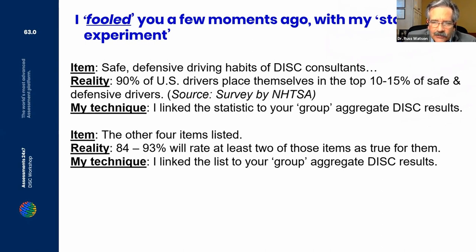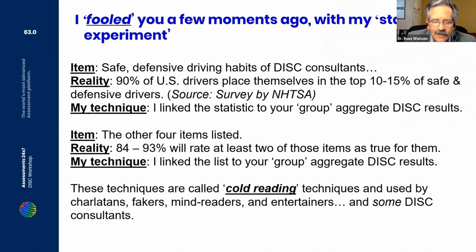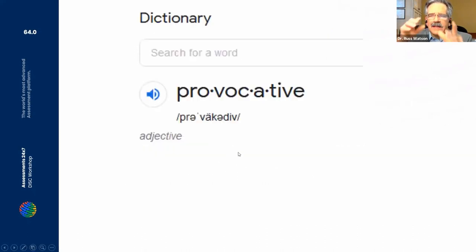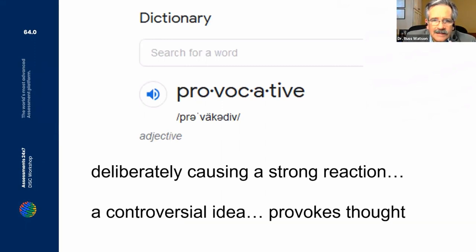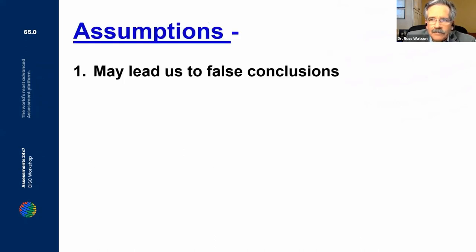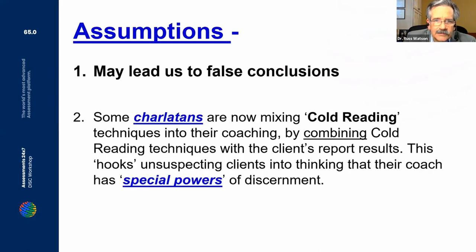I linked that list to the fictitious group aggregate scores. These techniques are simply called cold reading. They're cold reading techniques used by charlatans, fakers, mind readers, entertainers, and some coaches, not necessarily DISC coaches, but some other coaches who will say they have some divine mystic powers of discernment. This is maybe a provocative part, causing either strong reaction or provoking critical thinking, which is my purpose here, to provoke critical thinking. Some assumptions may lead us to false conclusions.